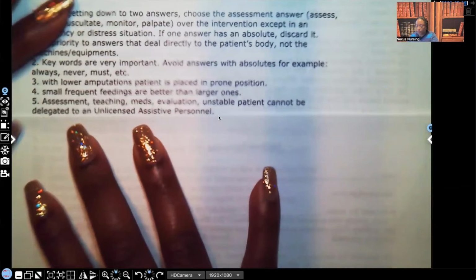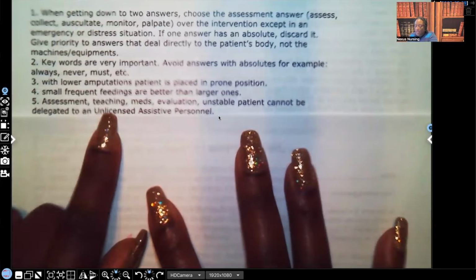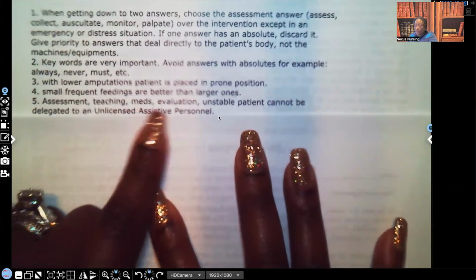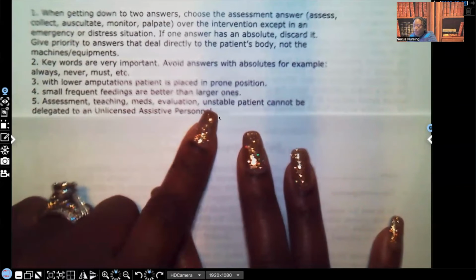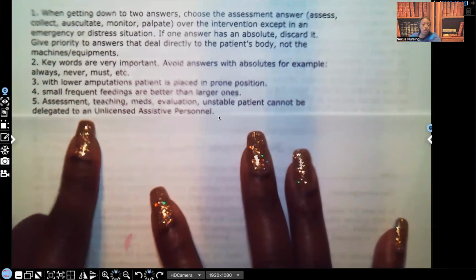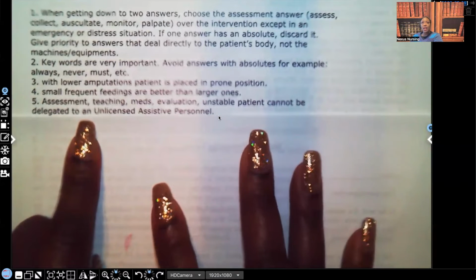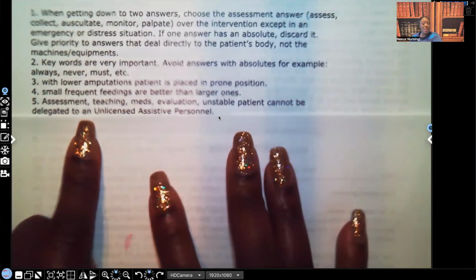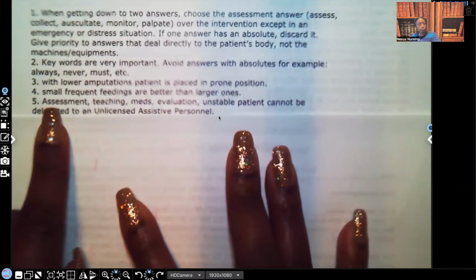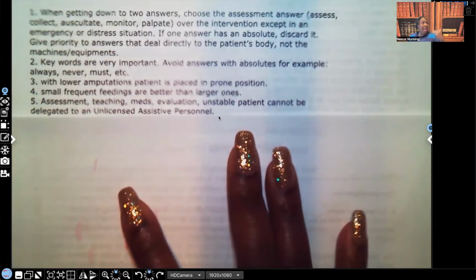Number 5, assessment, teaching, medications, evaluation, and unstable patient cannot be delegated to an unlicensed assistive personnel. And unlicensed assistive personnel, they do not have a nursing license. So that assessment, first of all, the initial assessment, the in-depth assessment, that has to be done by the registered nurse, not even the licensed practical nurse.